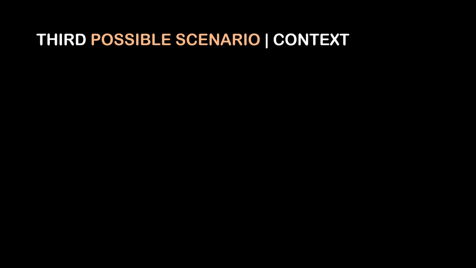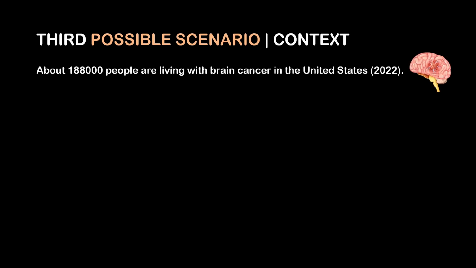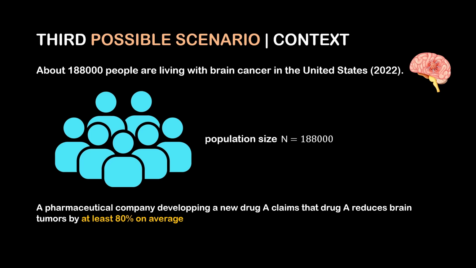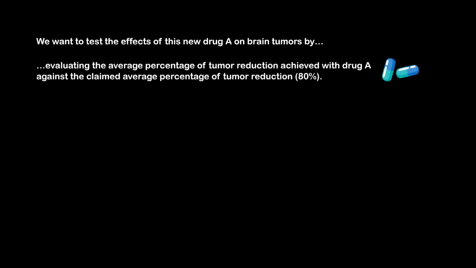So we're going to perform this test step by step, and here's a bit of context. About 188,000 people are living with brain cancer in the US. So these people are our population, population of size 188,000. A pharmaceutical company developing a new drug A claims that drug A reduces brain tumors by at least 80% on average. We want to test the effects of this new drug A on brain tumors by evaluating the average percentage of tumor reduction achieved with drug A against the claimed average percentage of tumor reduction, which is 80%.